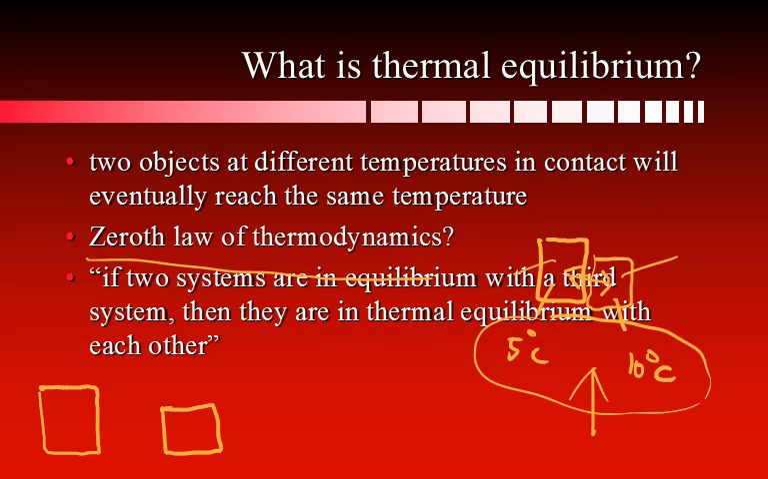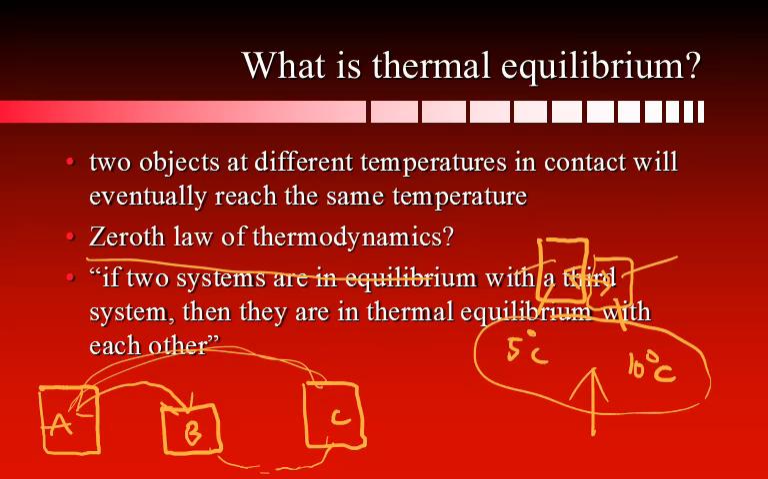So in other words, if you had three things, let's say you had substance A, substance B, substance C, and you said that, okay, substance A and substance B are in thermal equilibrium, right? But then substance B and substance C are in equilibrium with each other. Then substance C and A would have to be in equilibrium with each other. And so it's kind of one of those straightforward things, but important to see there.